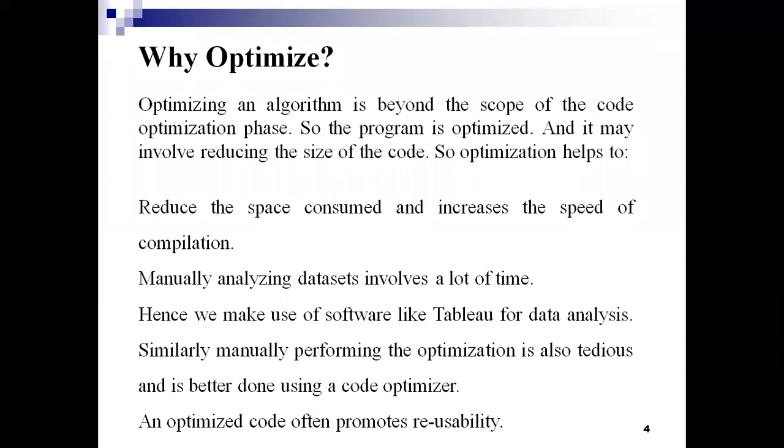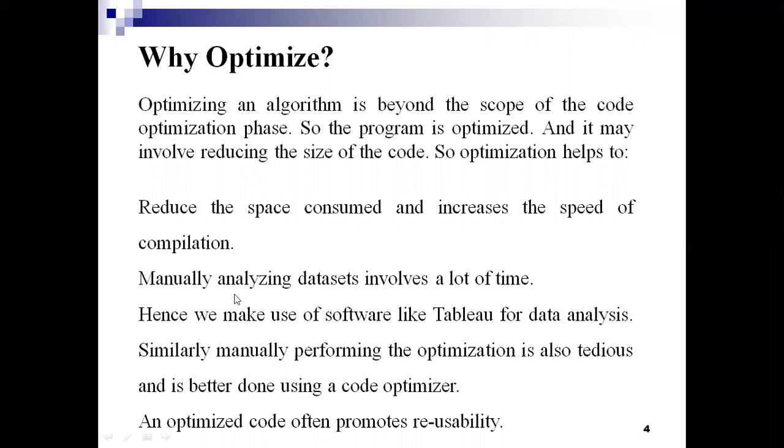Where am I applying this? Why am I optimizing this? I am optimizing the program, right? What it means is, when I optimize the program, it automatically involves reducing the size of the code. So now I am explaining how this optimization helps. One point is to reduce the space consumed and increase the speed of compilation.